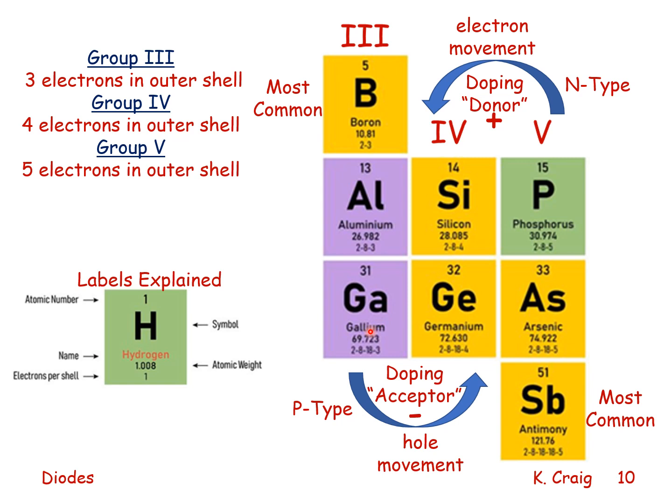The group 3 materials have 3 electrons in the outer shell. They are boron, aluminum, and gallium. The most commonly used doping material from group 3 is boron. When they are used for doping a semiconductor material, they create a P-type semiconductor as hole movement is enhanced.